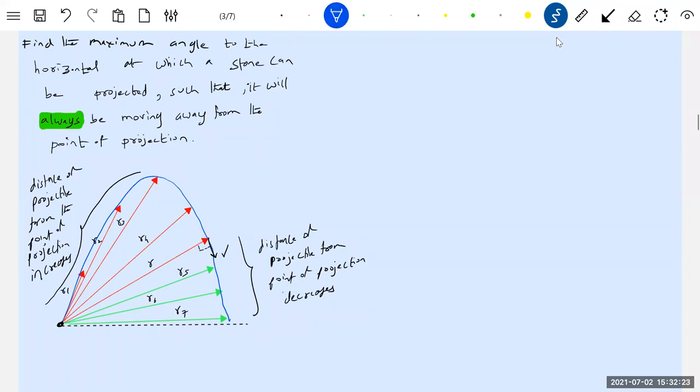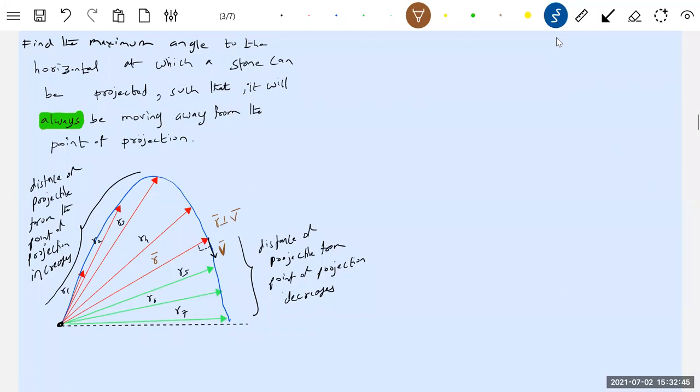I'll give some specific color. After this, what will happen? It will decrease here. This is what happens here. So why, sir, what is the use of this? Okay, fine, increasing, decreasing, we'll agree to that.